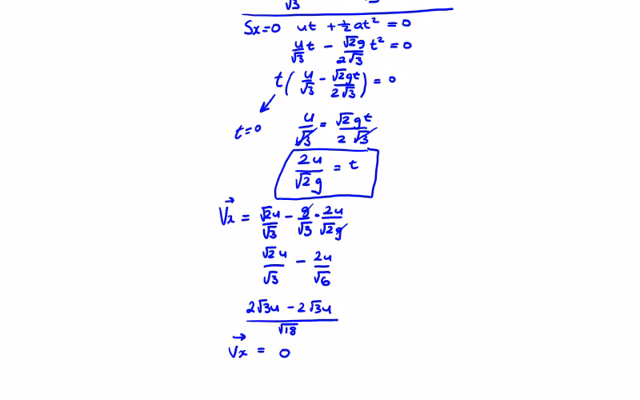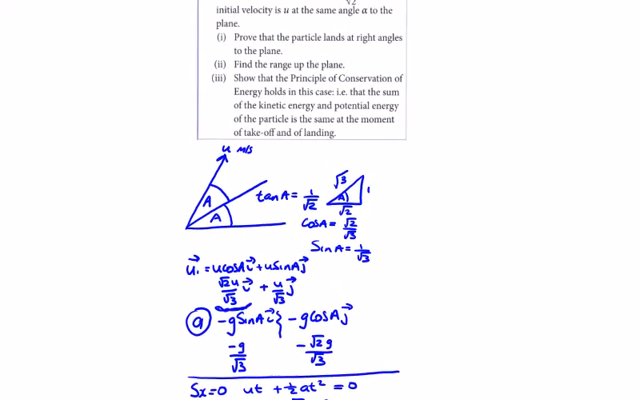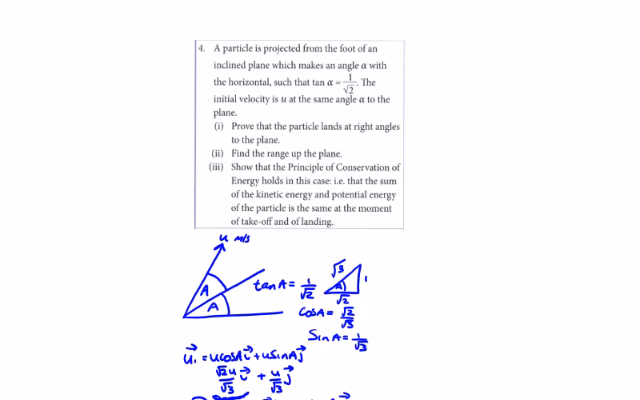Are we asked about it, does it hit the plane at right angles? Prove that the particle lands at right angles. Okay, so that's what we've proven by showing the velocity in the x direction is equal to 0. Landing down like this at right angles, there's only velocity in the j direction.